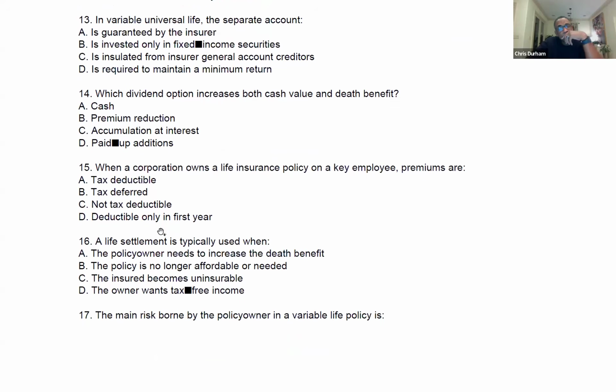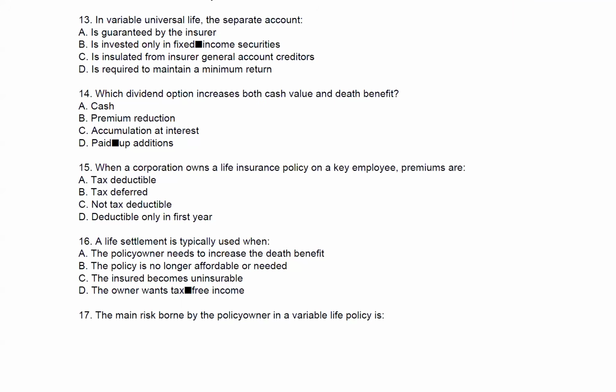All right, next. 15. When a corporation owns a life insurance policy on a key employee, premiums are A, tax deductible, B, tax deferred, C, not tax deductible, D, deductible only in the first year. When a corporation owns a life insurance policy on a key employee, premiums are B, tax deferred. No. All premiums. Ain't no, you want to try again, or you want me to explain it? Yeah, I'll try real quick.